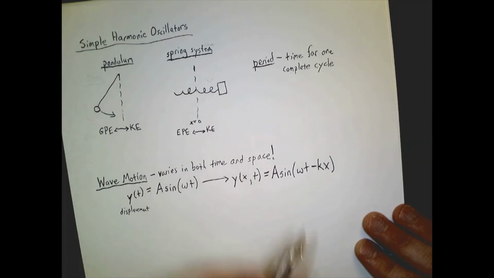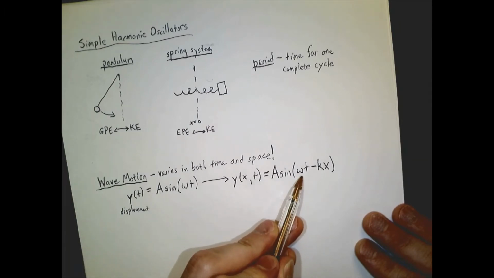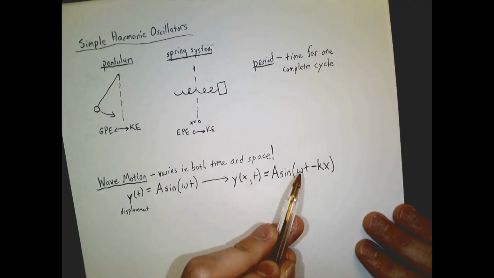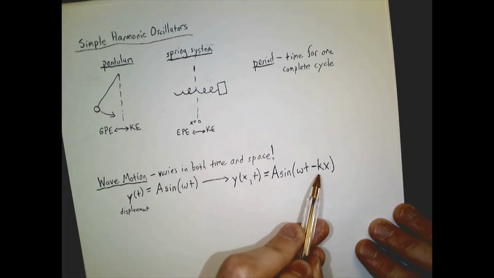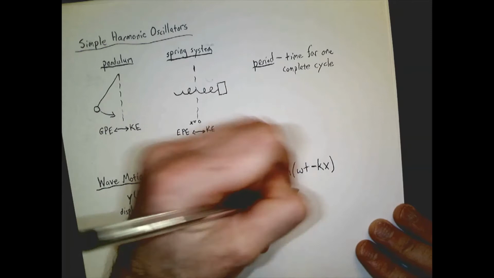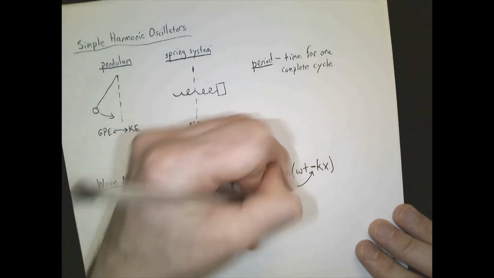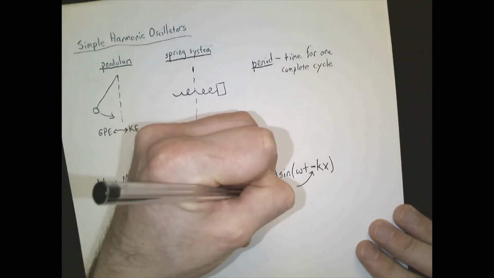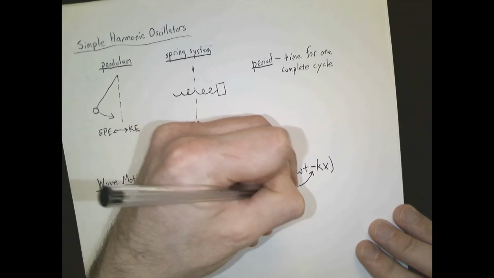So what we have here is a part of the wave, omega t, that talks about what it's doing in time, and a part of the wave, kx, that talks about what this thing is doing in space. The little minus sign between them tells us that the wave is moving to the right.